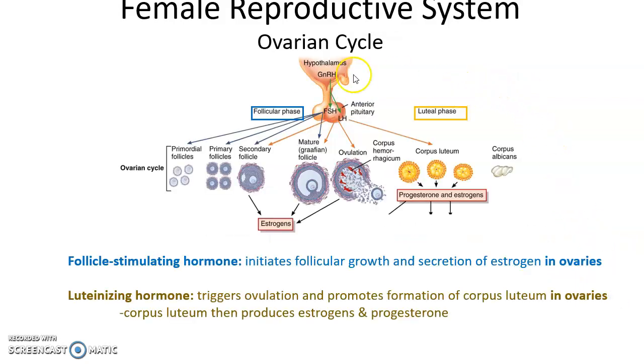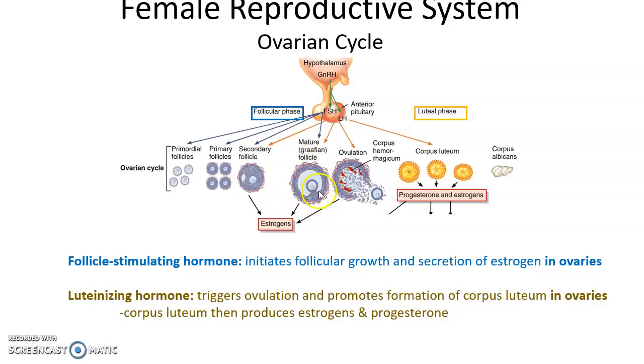So the way this works is the hypothalamus releases gonadotropin-releasing hormones, causing the release of the follicle-stimulating hormone by the anterior pituitary gland. It enters the bloodstream, travels to the ovaries, and initiates the development of the follicles. As the follicle develops, it will itself start to release the hormone estrogen.